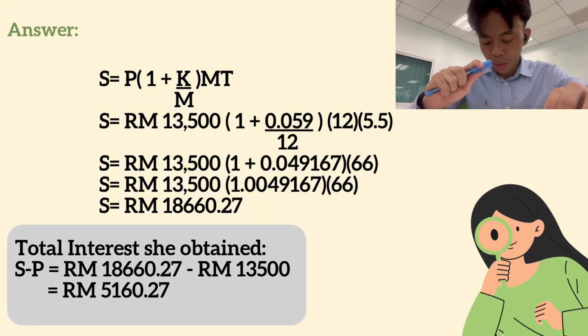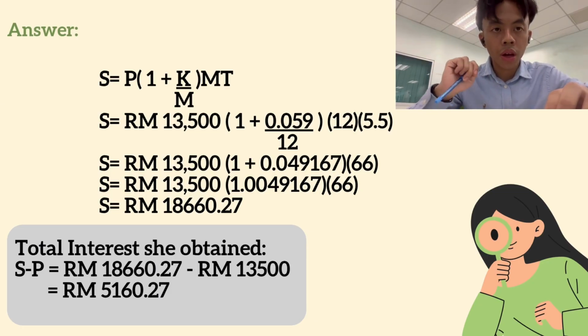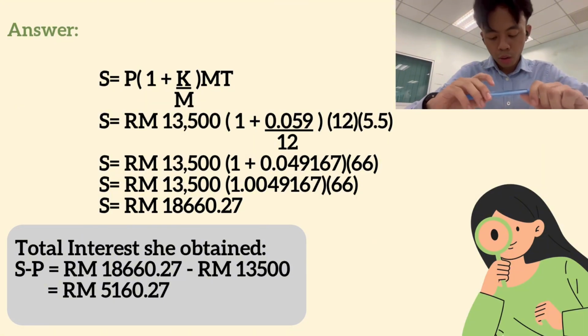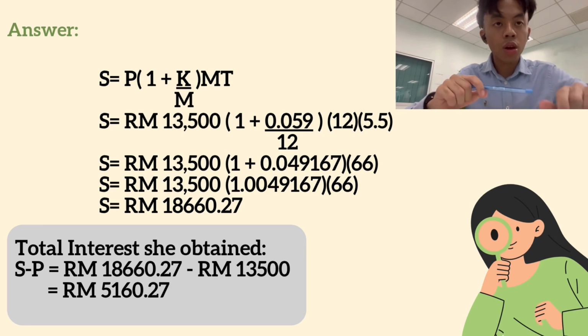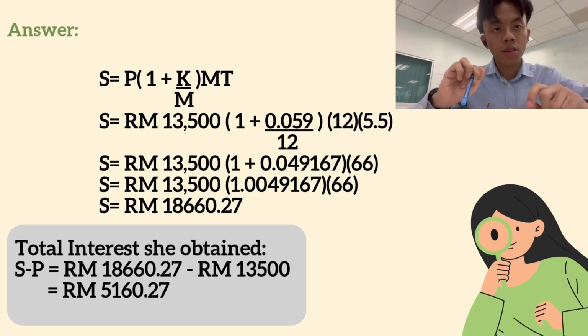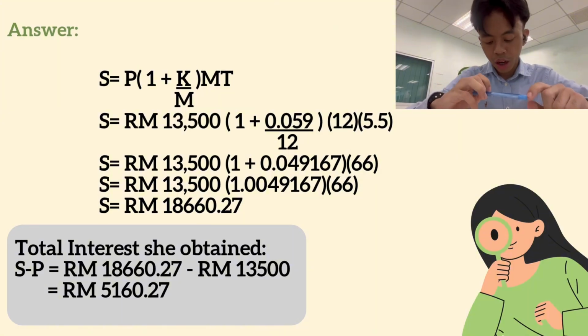So for question B, I will use the formula S equals P(1 + r/m)^(mt), and S equals 13,500(1 + 0.059/12)^(12 × 5.5), and S equals 13,500(1.0049167)^66, and S equals 18,660.27.